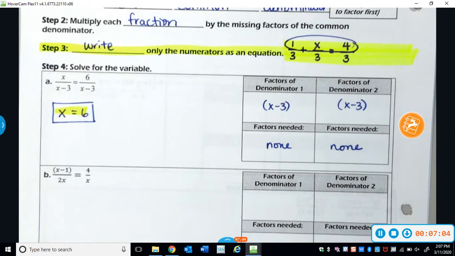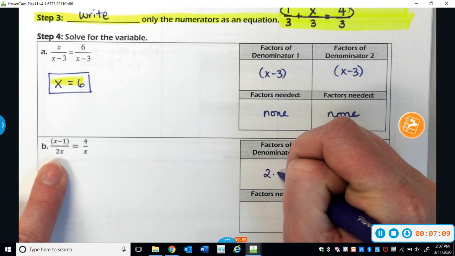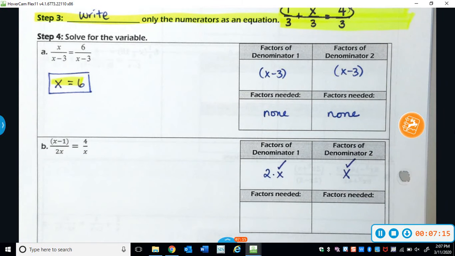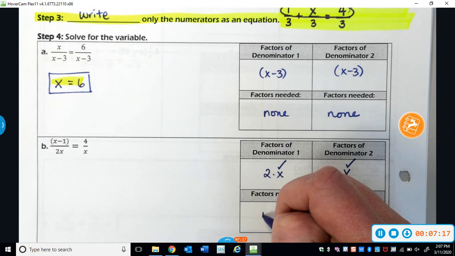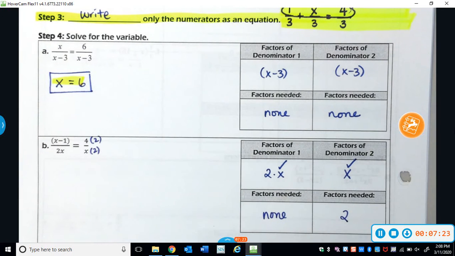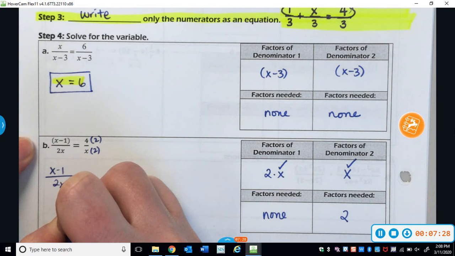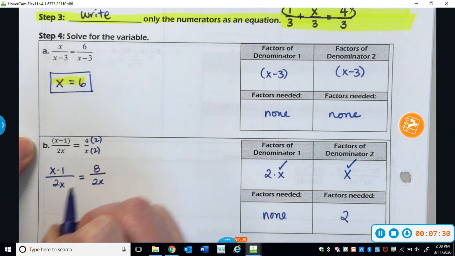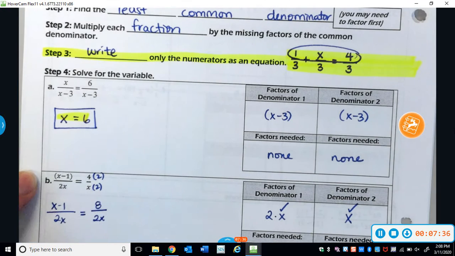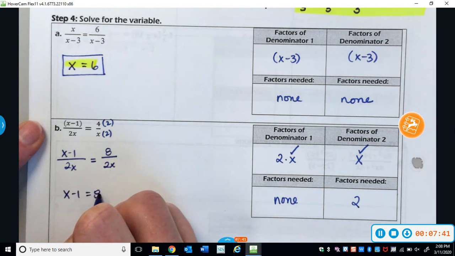So if we take a look at the next one, my denominators here, 2 won't break down anymore. And then my second one just has an x. So they already have a common factor of x. This one needs a 2, and this needs nothing. So I'm going to multiply this fraction by 2. So I'll have x minus 1 over 2x, and that equals 8 over 2x. They have a common denominator, so at this point, I'm writing an equation with just their numerators. So I'm going to say x minus 1 equals 8.